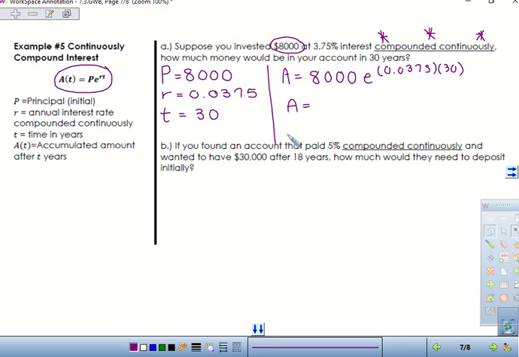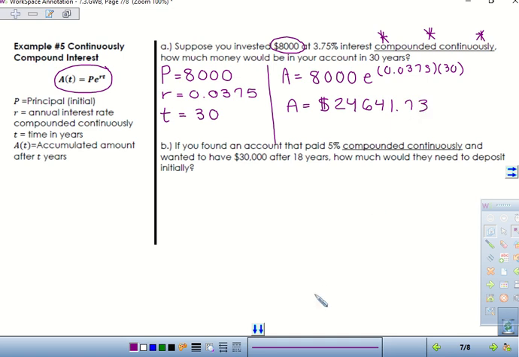So in your calculator, if you remember from yesterday how to get E, if you forgot, if you see that button that says second all the way to the left, you're going to hit second, and then you're going to hit the ln button. And it's going to come up and say lowercase e to the power of. That's where you're going to type in 0.0375 times 30, and then you're going to close the parentheses. So make sure that's in those parentheses. You're going to hit enter, and then you're going to take that amount and multiply it by 8,000. And you should get this.